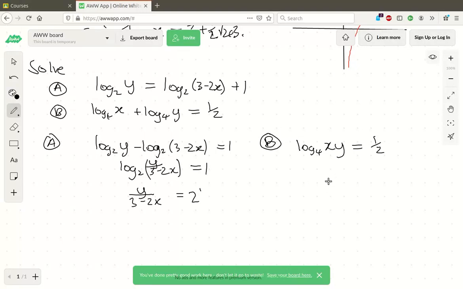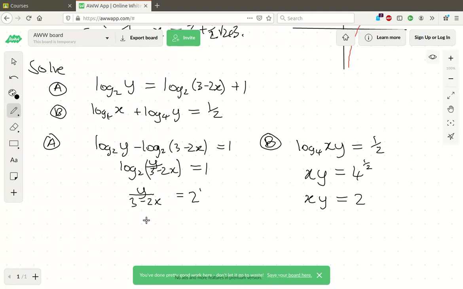Then I can use the unwritten log law as I describe it. That to the power of that is that. So xy equals 4 to the power of a half. Well, let's just write that as xy equals 2, because to the power of a half means square root. Okay, and we've got this set up.